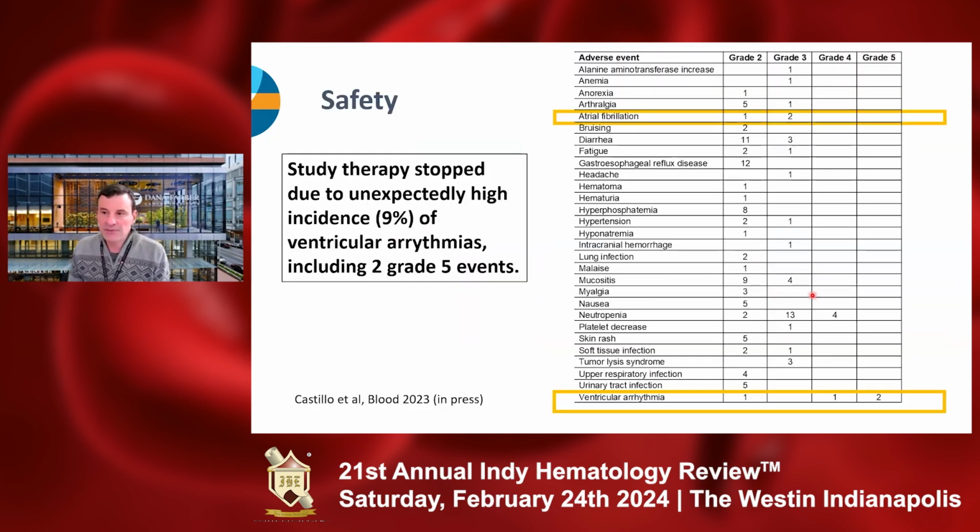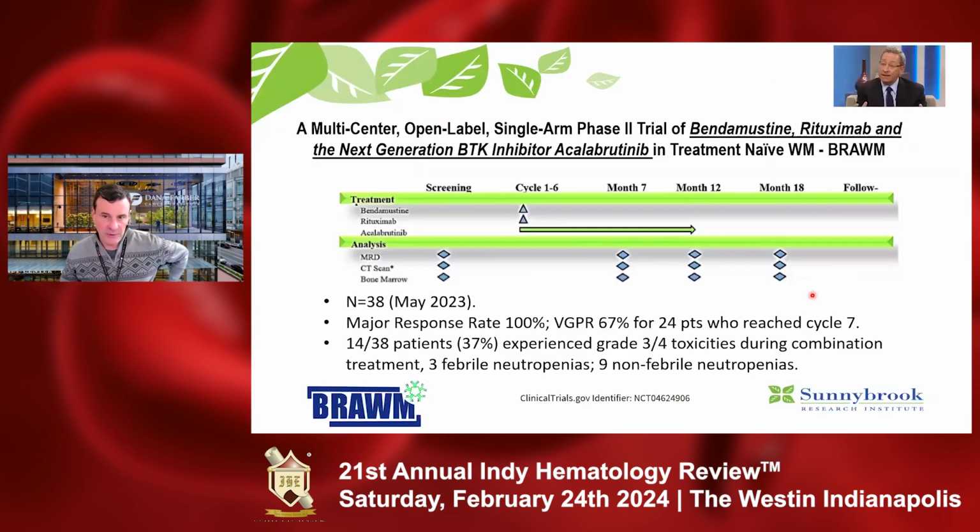Unfortunately, 9% of the patients on this trial had a ventricular arrhythmia. And there were also patients that died because of these ventricular arrhythmias. And for this reason, this is an example of why we need to do clinical trials to better investigate these combinations. In CLL, and in mantle cell lymphoma, the same study was done, same drug combination, same dosing schema, and yet this signal wasn't found, which is why, once again, trials that are dedicated to Waldenstrom are very important.